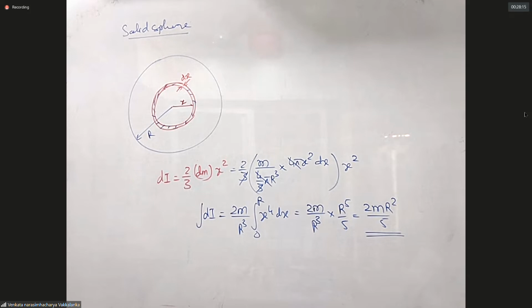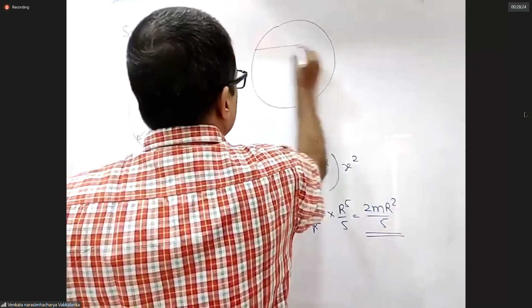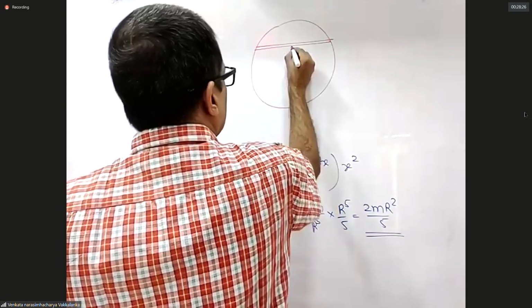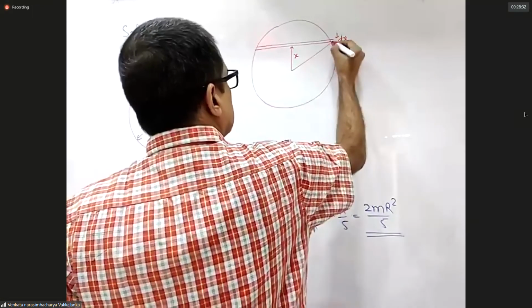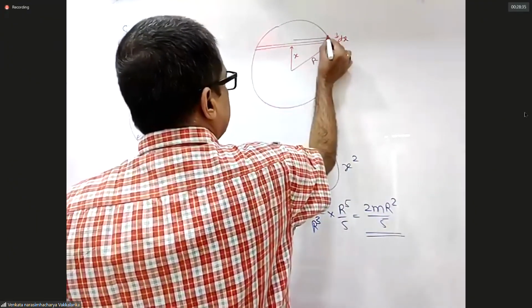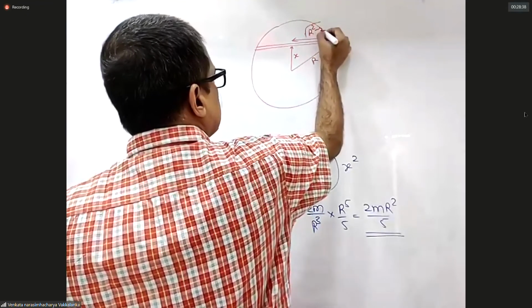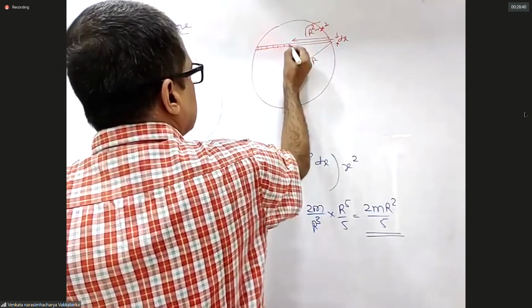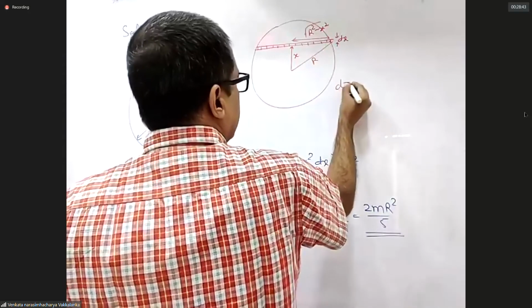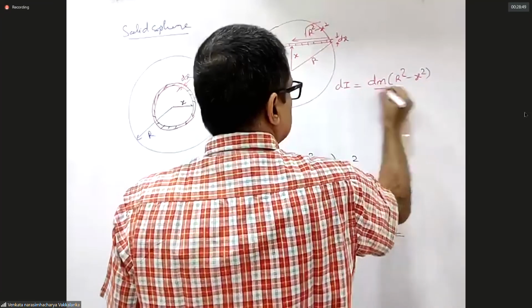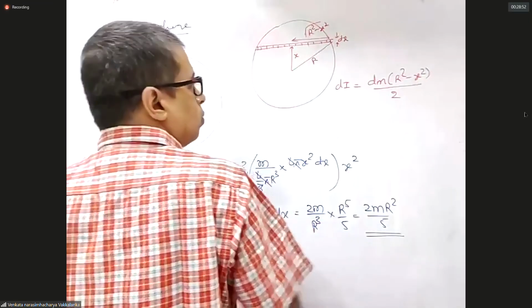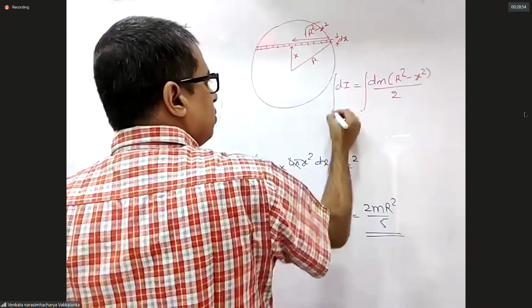Sir, how do we do it through a disk? Because so far we have been doing it with a spherical shell only. It can be done that way too. Radius of the disk is root over r square minus x square. Its moment of inertia will be dm into r square minus x square by 2. Now you have to substitute the dm again.